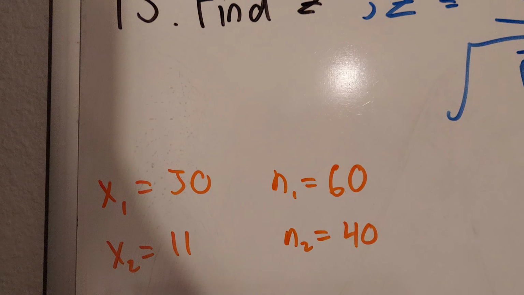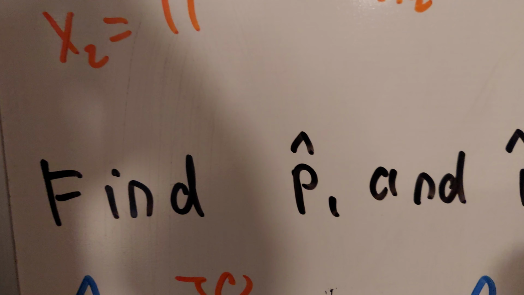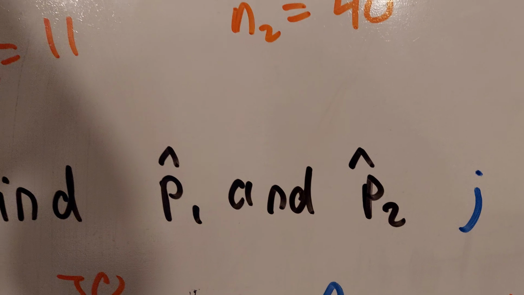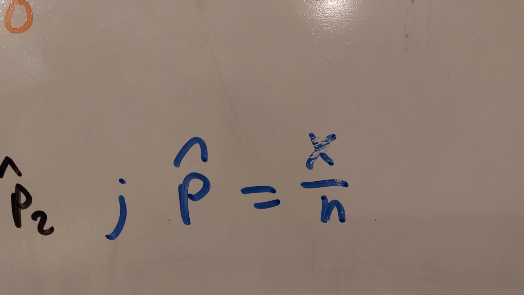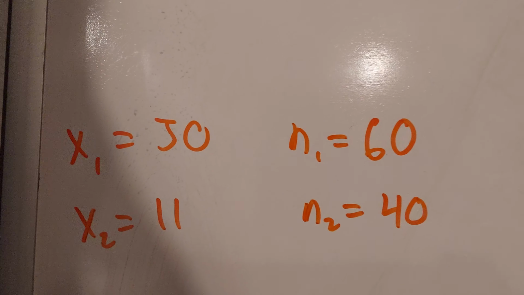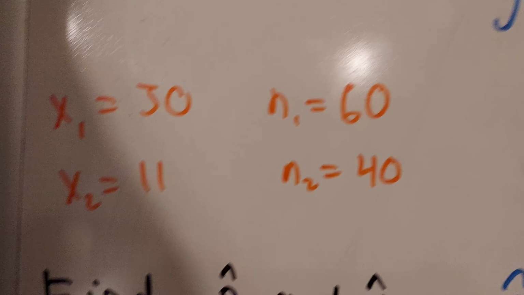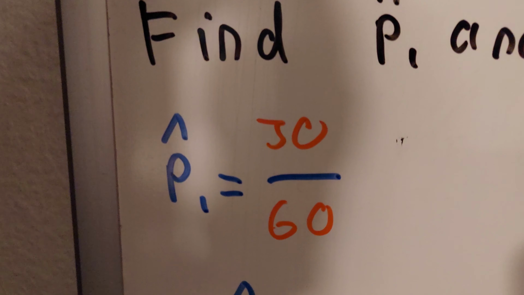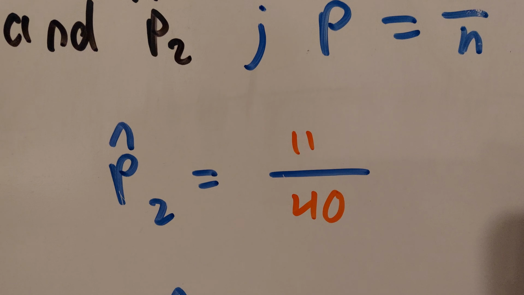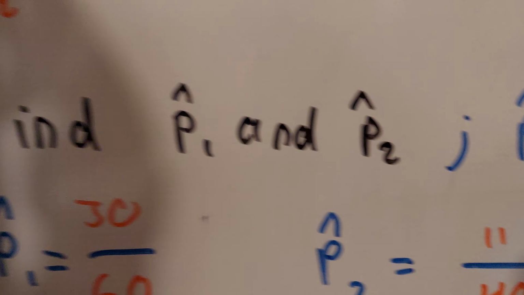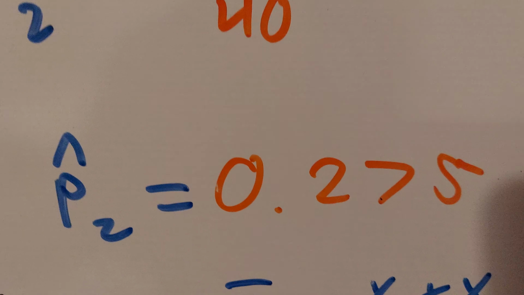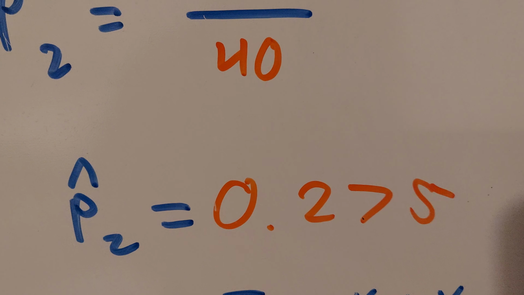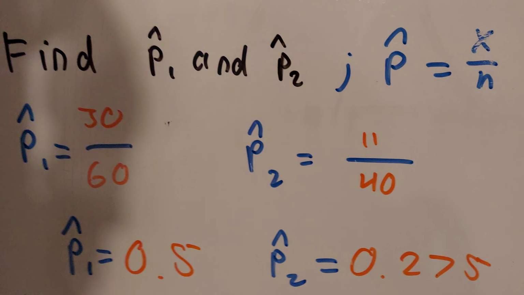So let's move on and find p hat 1 and p hat 2. The way we're going to do that is using the p hat formula: p hat is equal to x over n. As we have right here, we have two sets, so we're going to do it twice. We get p hat 1 with x1 and n1, and p hat 2 with x2 and n2. Once we put them together and simplify, we get p hat 1 equals 0.5, and p hat 2 equals 0.275. And with that, we have p hat 1 and p hat 2.